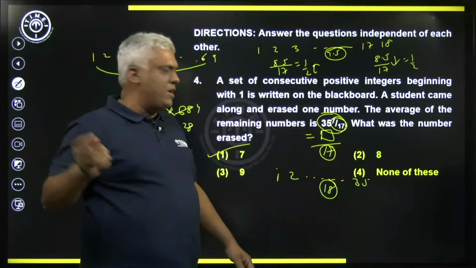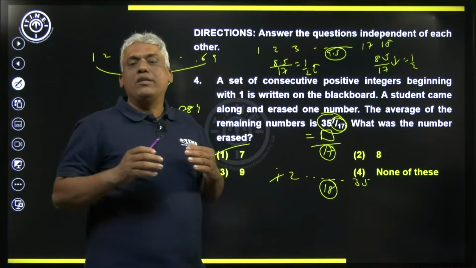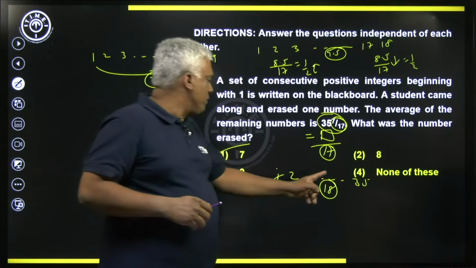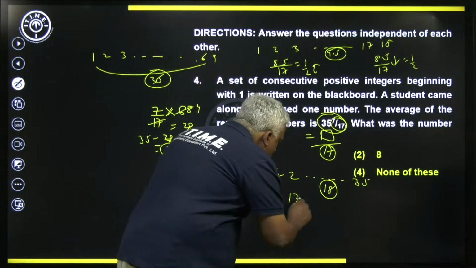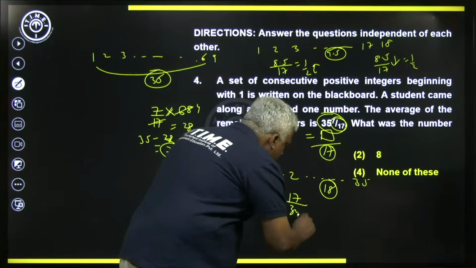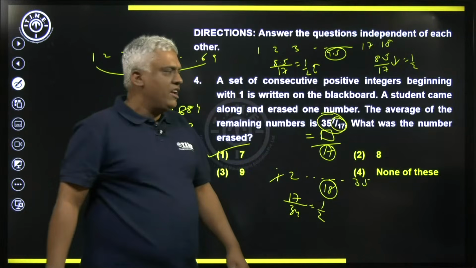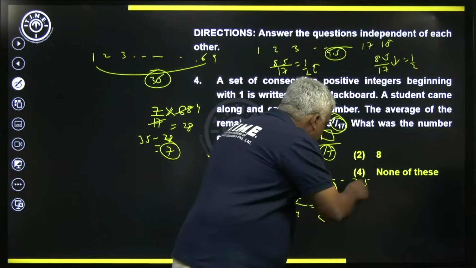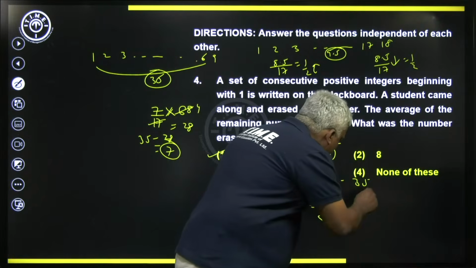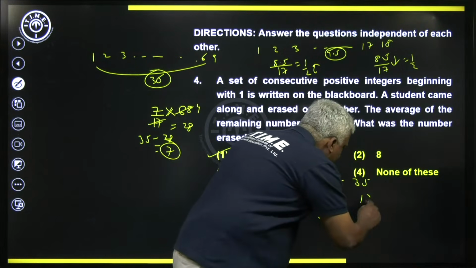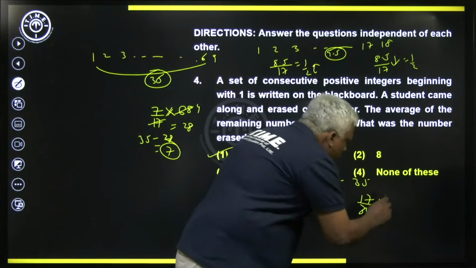If I take the extreme case, if I delete 1, the total of the remaining numbers will increase by how much? By 17, and the total number left is 34, right? So the average will go up by half. If I delete the 35, again see how much the total will decrease. 35 minus 18, it will go down by 17. Numbers left are 34. It will decrease by half.